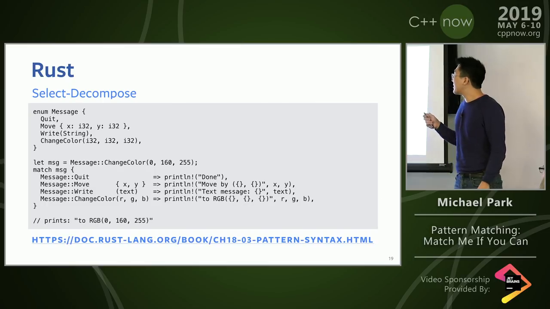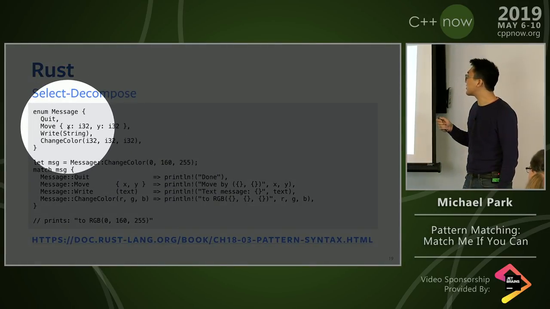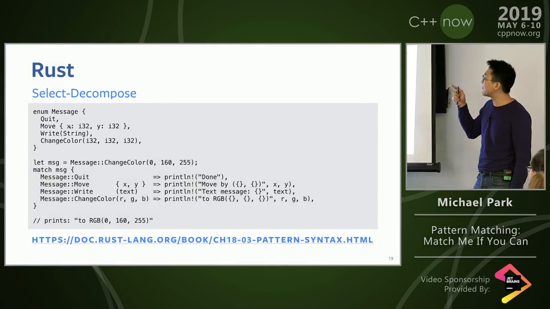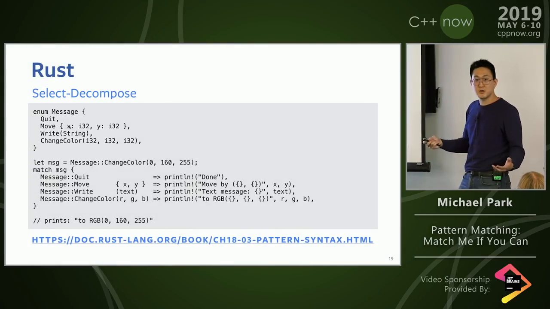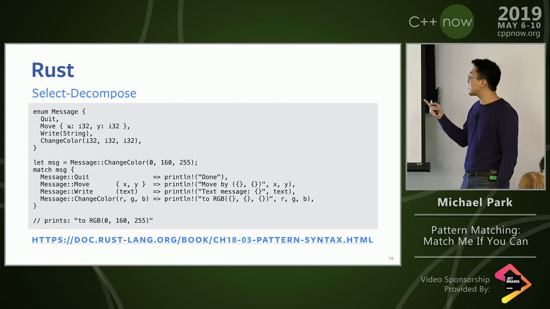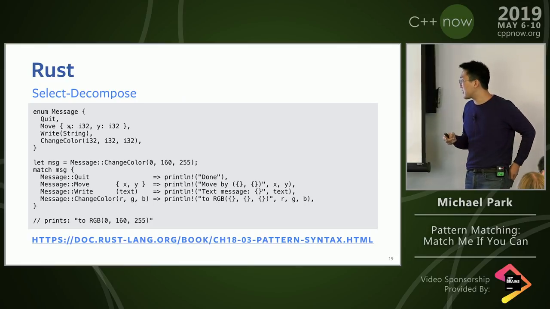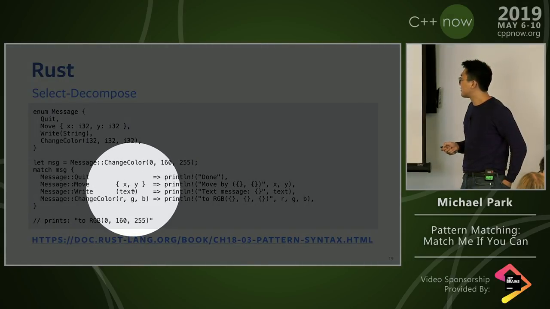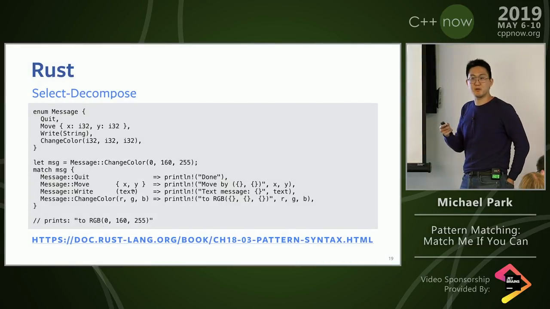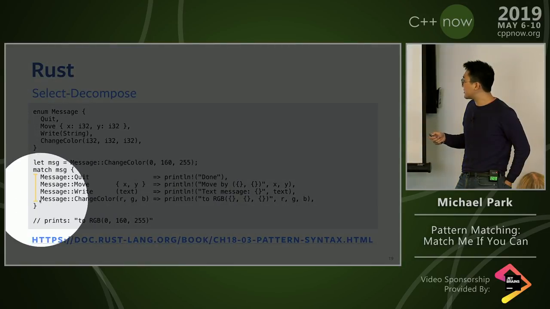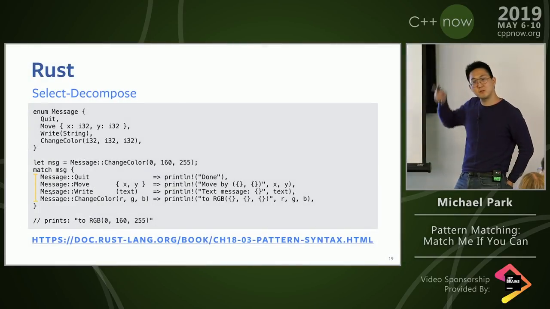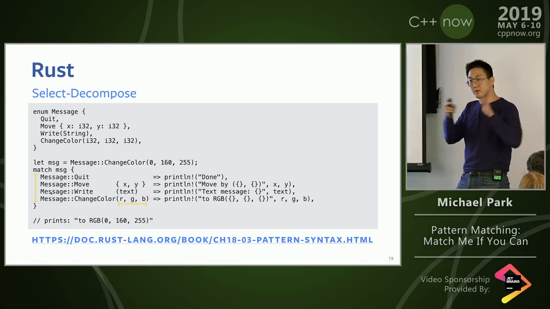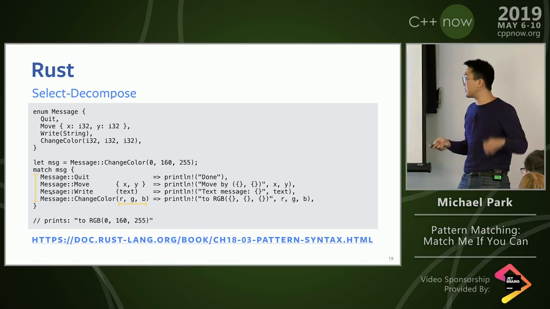So the enum here is kind of like a variant. We have a message, we have quit, move, write, and change color. And then we can construct an instance of message of change color, and then we can match on that. So the matches appear here, right? It's pretty intuitive as to what's happening. You can guess as to what's happening here. So let me point out this axis here is the selection. And then horizontally, we're doing decomposition, right? We're doing that at the same time.